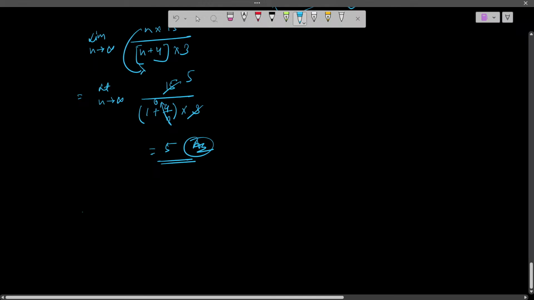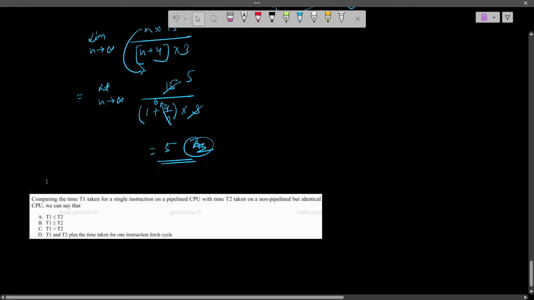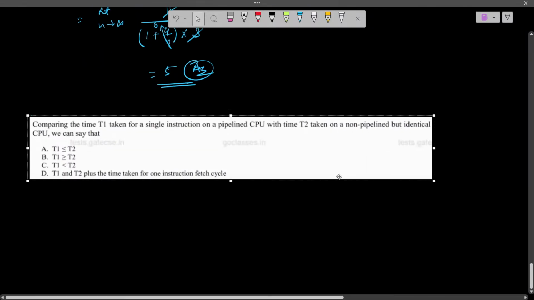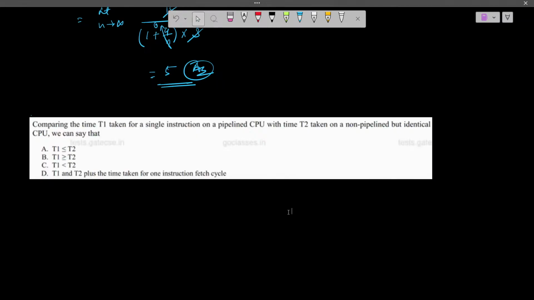This is actually a good one. You guys will for sure like it, and let's try it. If we can't, we'll take help of ChatGPT or Claude, and let's see. Okay, so the question says comparing the time T1 taken for a single instruction on a pipeline. Okay, so this question seems obvious, no?